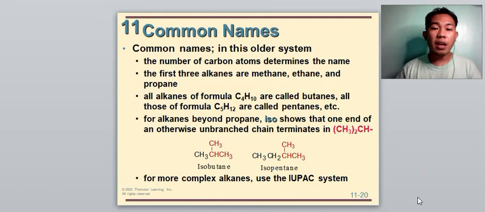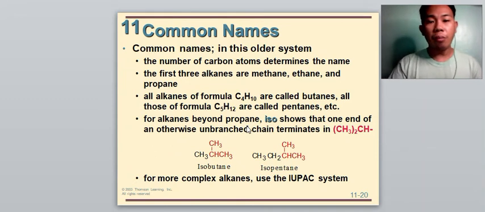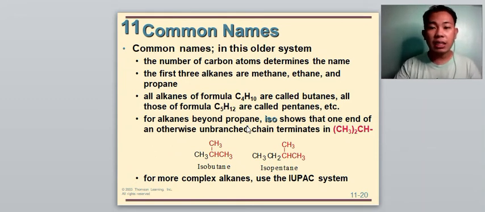There is another way of naming alkanes using common names. This common naming is actually an older system. So, we have rule number 1: the number of carbon atoms determines the name. So, we count how many carbon atoms are in the compound, and that determines the name of it. Later I will discuss further. The second one: the first 3 alkanes are methane, ethane, and propane.